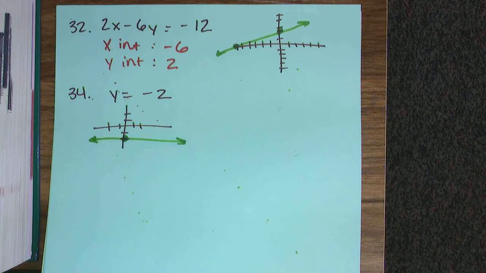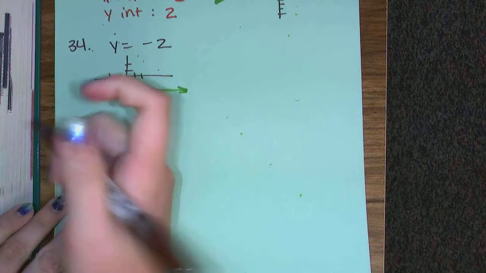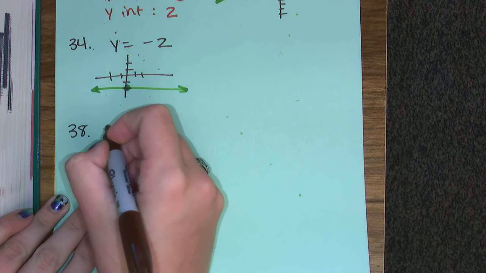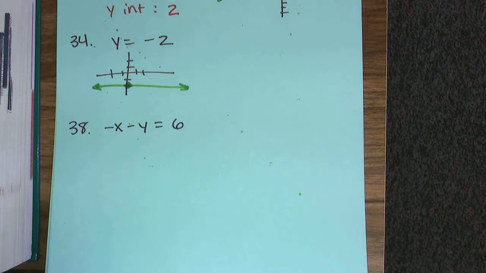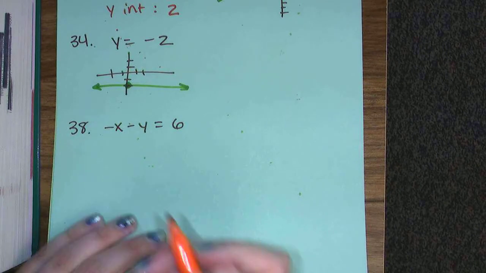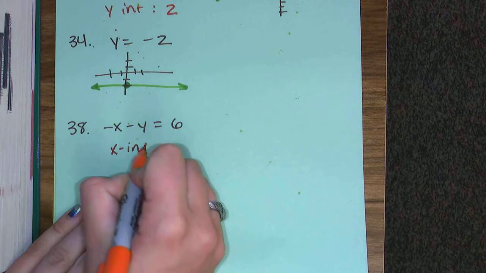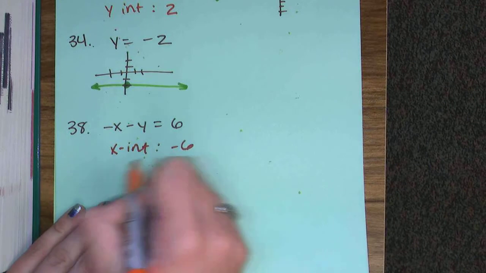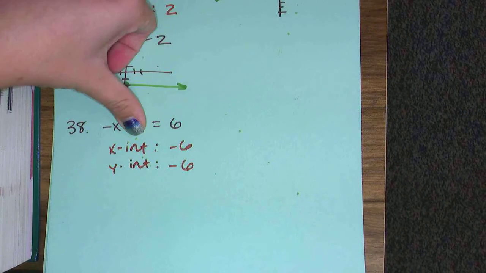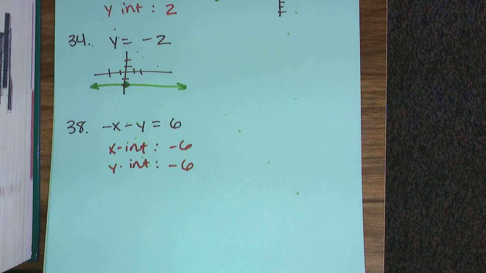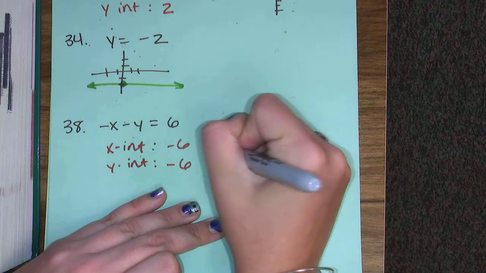Let's do one more of these ones. 38, -x minus y is equal to 6. So what would my x-intercept be? -6. Y-intercept is also -6, by covering them up and solving for them. So then what is my graph going to look like?